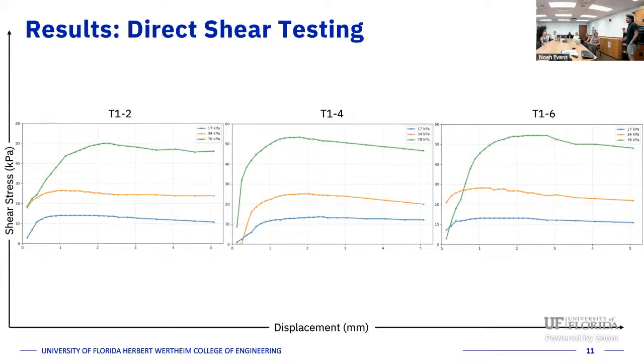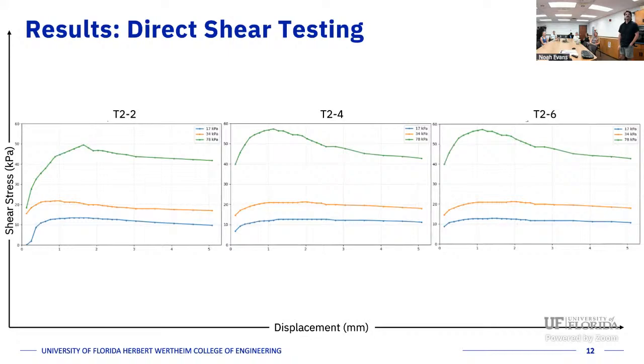For our first transect, T1, which did not include presence of hard bottoms, we see a peak shear stress floating around 50, maybe up to 55 kPa for our 78 kPa normal force. But for the most part, these look pretty similar. Getting into transect 2, pretty similar as well, where we're seeing a peak shear stress around 50. Actually, these ones are going up closer to 60.